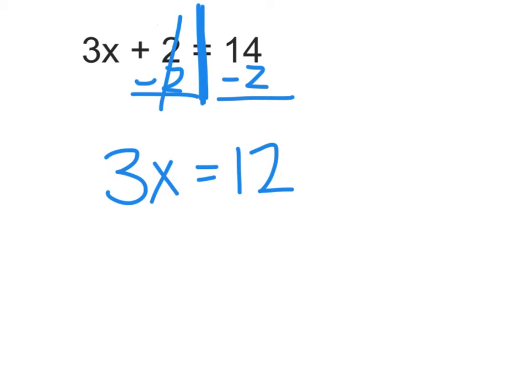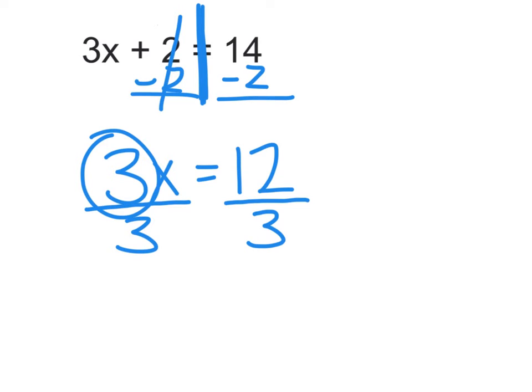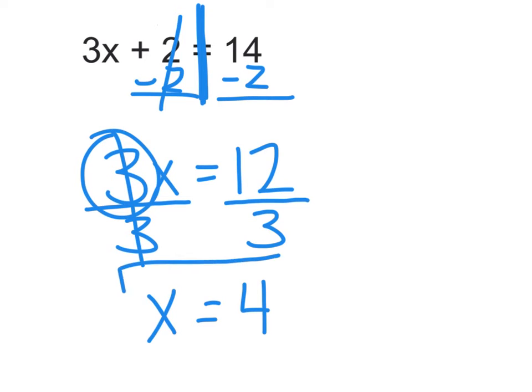Now, since I have 3 cups, that means I need to split these 12 M&Ms into 3 groups. Okay, so I'm dividing my right side by 3, which means I need to divide my left side by 3. 3 divided by 3 would give me just 1x, or x. And 12 divided by 3 would give me 4. So that means under each cup, I have 4 M&Ms.